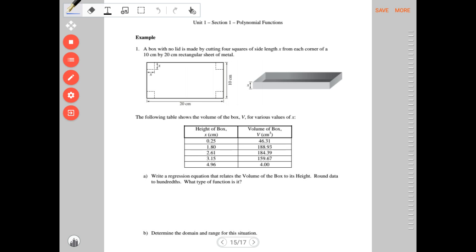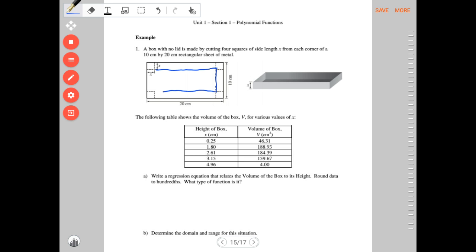So let's look at this example with the box. A box with no lid is made from cutting 4 squares of side length x from each corner of a 10 by 20 rectangular sheet of metal. So we're going to take this x little corner out, and then we're going to fold up the sides to make this box. So again, we're just going to fold them along. I'll make the blue line solid just so you can see them better.